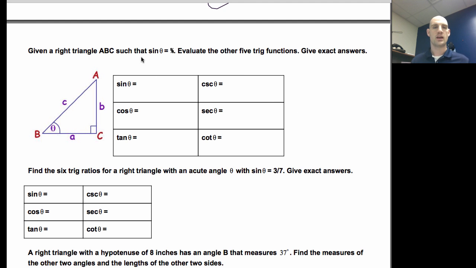to find them. Given the right triangle ABC, such that sine of theta is 5/6, and that didn't really print that well, but this is 5/6. And because it's 5/6, we want to evaluate the other 5 trig functions. What does that mean? I got 6. I know this one is 5/6. Give exact answers. Well, what's the problem? When I go to, well, first of all, let's fill it in.